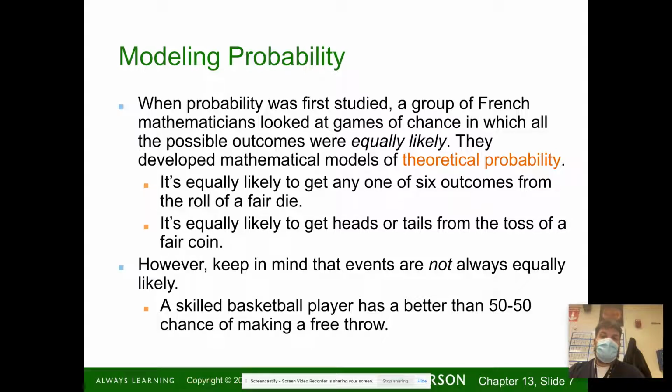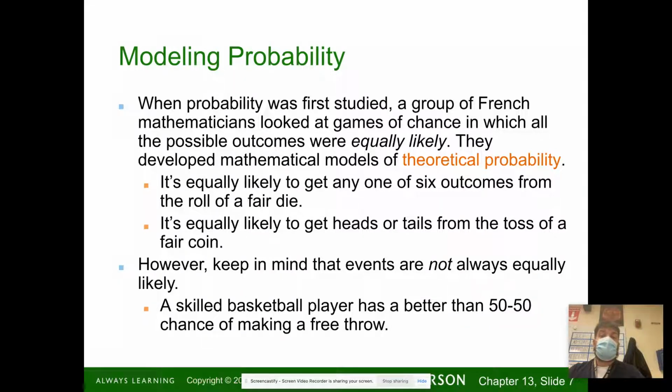It's equally likely to get any 1 of 6 outcomes when you roll a fair die. A die is the single word for dice. If I roll it, I could roll a 1, a 2, a 3, a 4, a 5, or a 6. I have an equal probability of rolling each side.